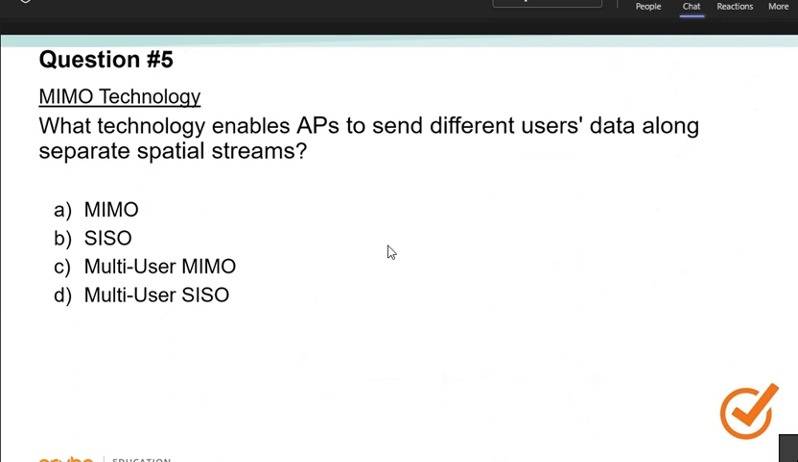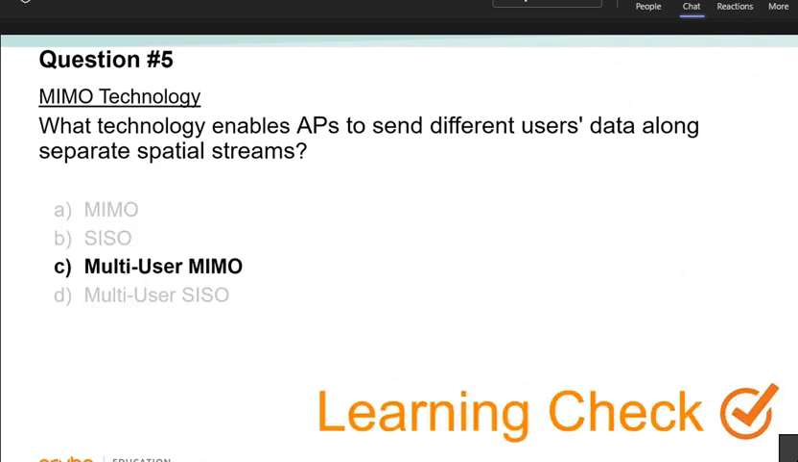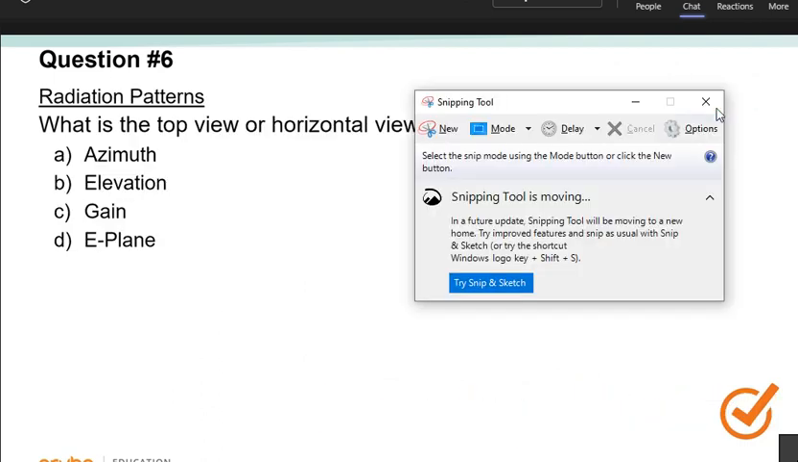Okay, can you answer this question? What technology enables APs to send different users' data along separate spatial streams? Awesome, right? It is your multi-user MIMO. Okay.